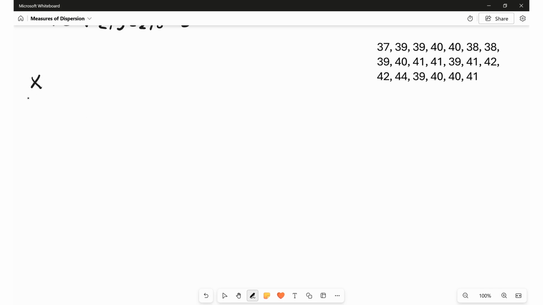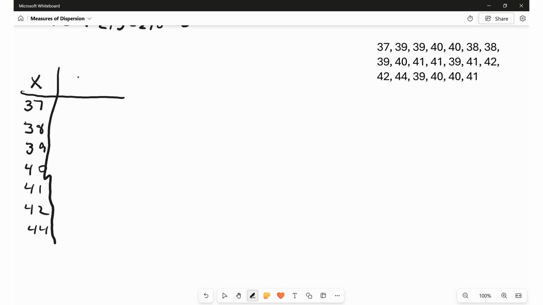So if we just write down the single values that are there, 37, 38, 39, 40, 41, 42, and 44. And what we're going to do here is create a frequency table.